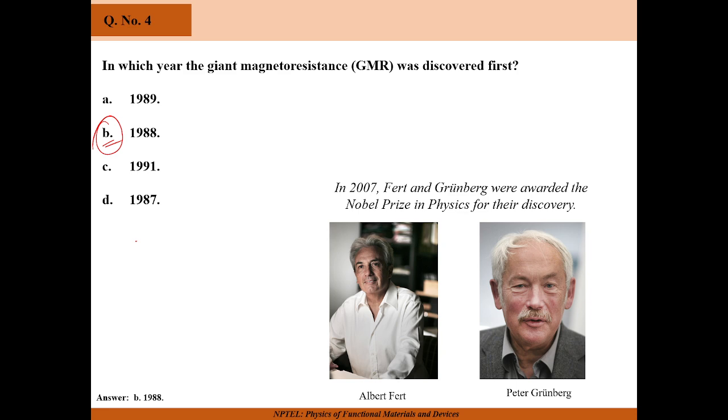Before that, we had some optical storage devices, and those had their own limitations. They were limited by the amount of data that can be stored, and also the speed at which we can extract data. So the GMR effect was discovered in 1988.